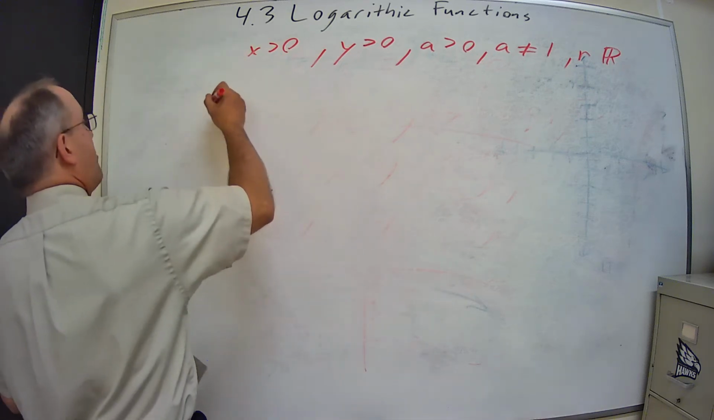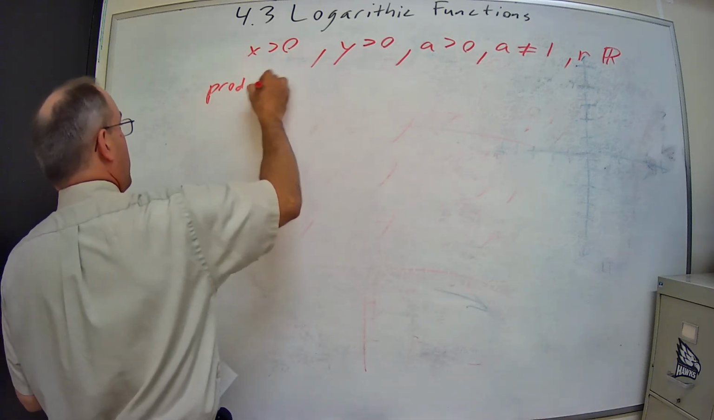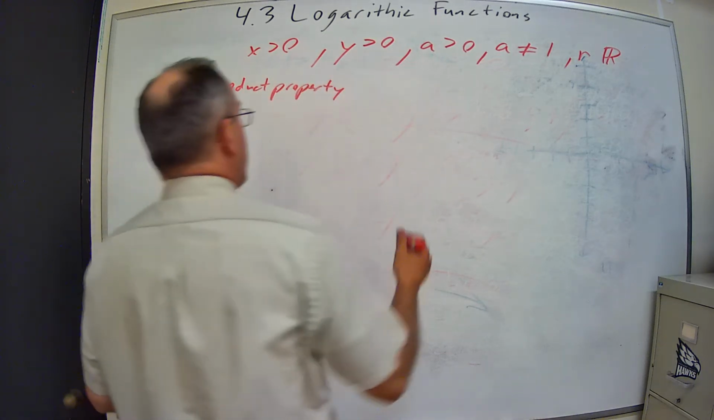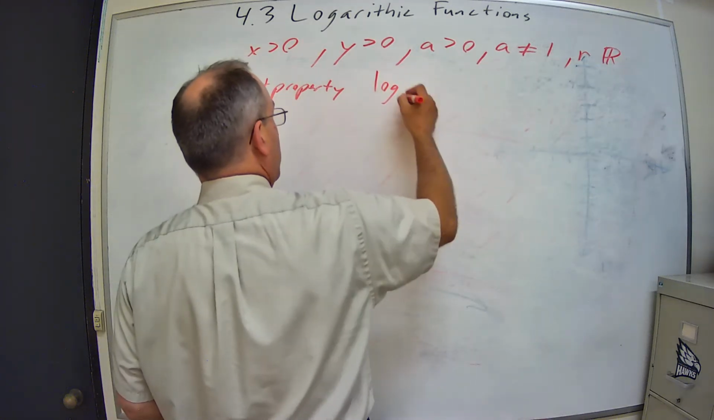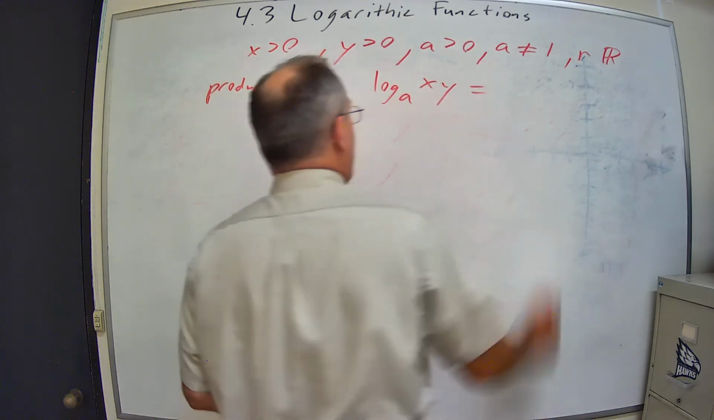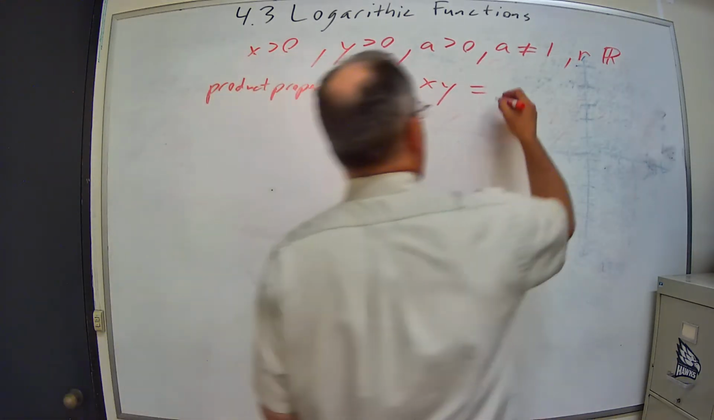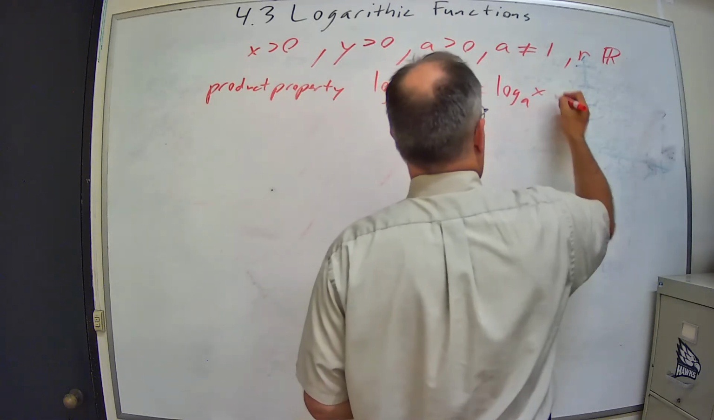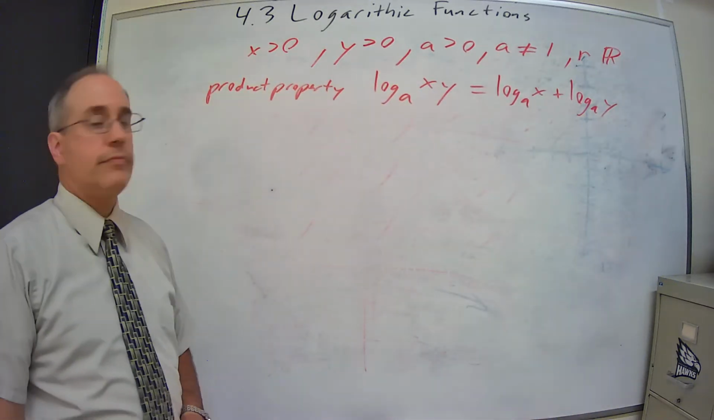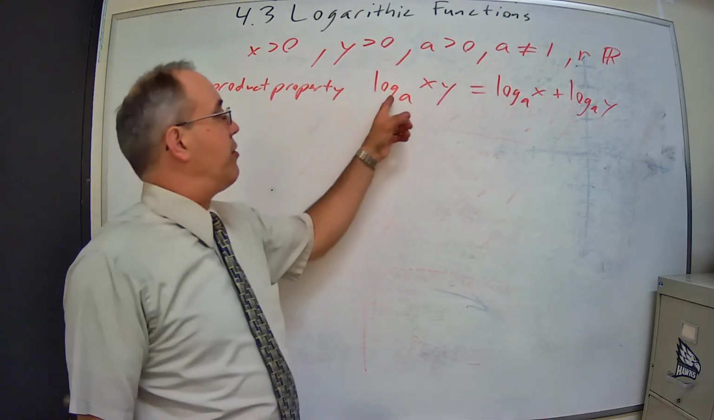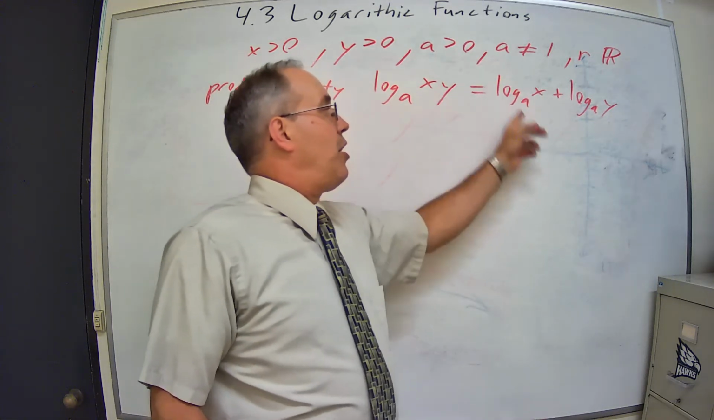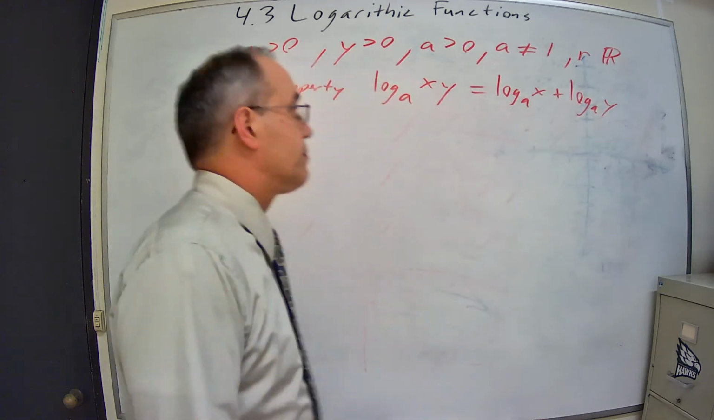So our first property is the product property. If you have log base a of x times y, that can be rewritten as log base a of x plus log base a of y. So if you have log base a of a product, that can be written as the sum of log base a of each of those factors.